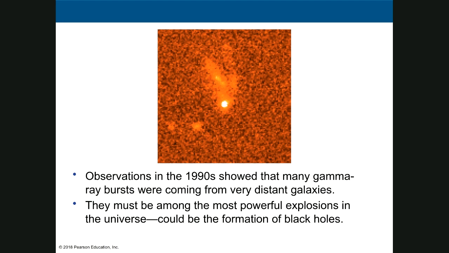So observations in the 1990s showed that many gamma ray bursts were coming from very distant galaxies. So gamma ray bursts are not common today. They are more common in the early universe, and they're among the most powerful explosions in the universe. And the only explosion or incident that is more powerful than a gamma ray burst is the creation of the universe itself. Even the collision of galaxies, which we'll talk about, takes billions of years, which makes it spectacular and big, but very low power.